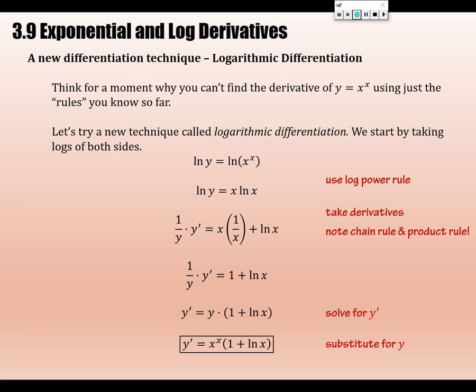So again, the telltale sign that you need to use this technique is if you have a function of x raised to the power of another function of x. Here we have two very, very simple functions of x, just x and x.